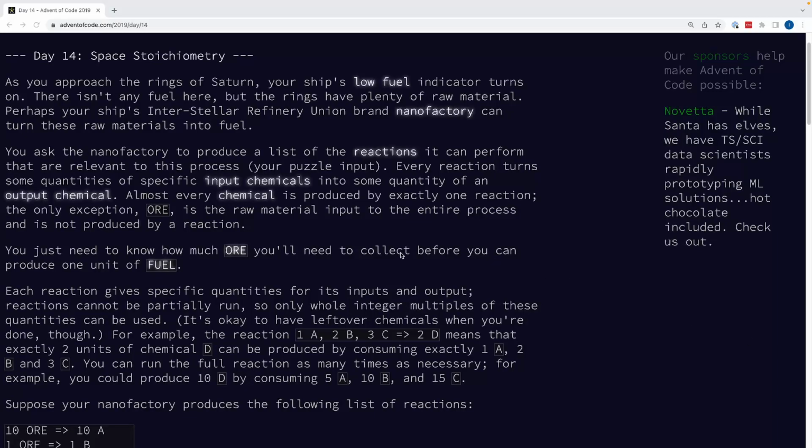Hello and welcome back. I haven't recorded a video in a while, but I thought it would be fun to look at my all-time favorite Advent of Code problem. This is 2019, day 14, space stoichiometry. I think that's how it's pronounced.